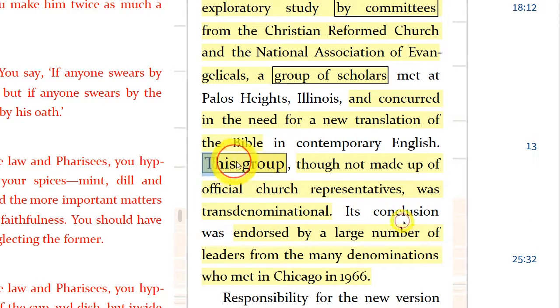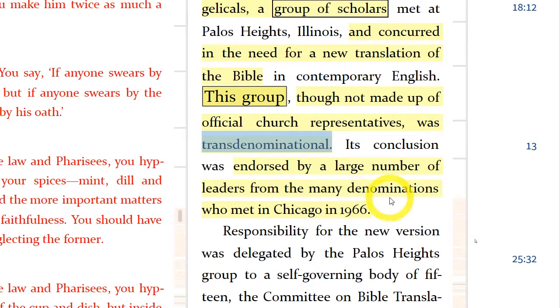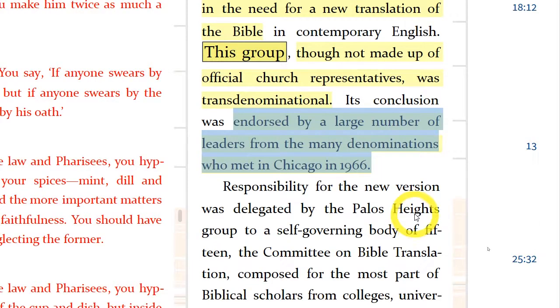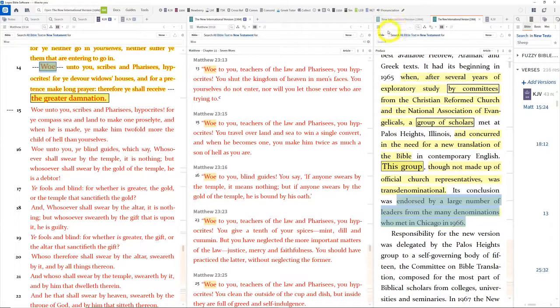And this group, though not made up of other church representatives, was trans-denominational. What is trans-denominational? Really? Interfaith? Ecumenical? Yep. All right. And so its conclusion was endorsed by a large number of leaders from many denominations who meet in Chicago. So I'm not going to read any further. You can always find out some juicy details by reading the introductory of your Bibles, and you'll find out all kinds of revealing factors on why the Bible is the way it is.